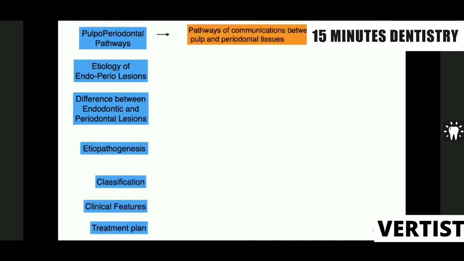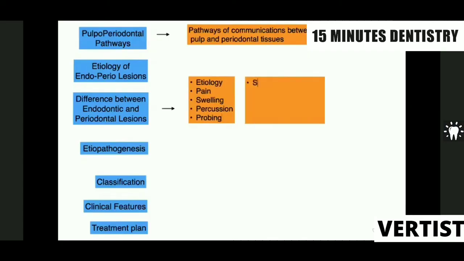So pathways of communication start from pulpal to periodontal. And you also have the differences here. To know the differences, you need to understand these points. I'm sure you can read your books, the notes that you have with you. What's the etiology? Why does the pain come? Is the pain sharp? Then it's endo. If it is dull, it's perio.